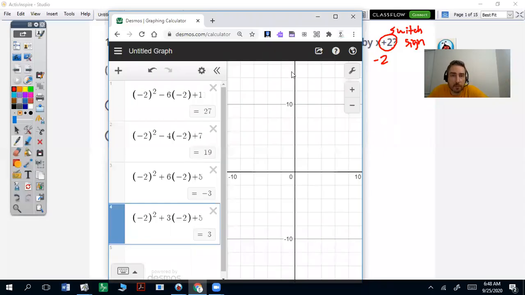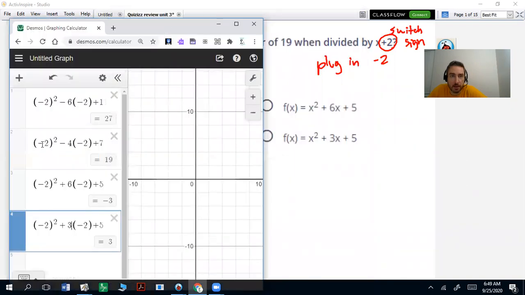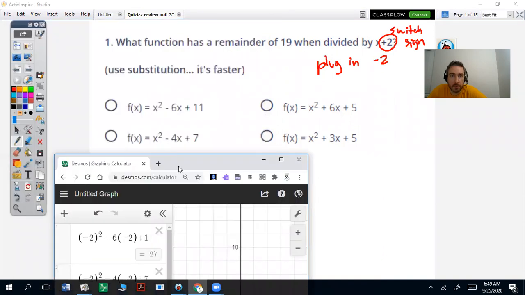All right. So I got my -2 plugged into all four of my functions. And as you can see, the one that gives me 19 is x squared minus 4x plus 7. So it's going to be this one.